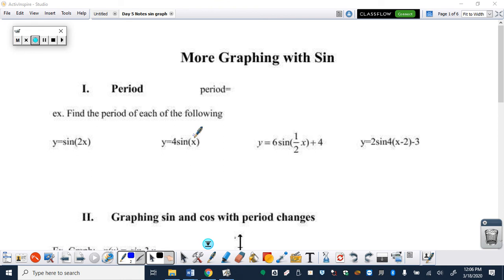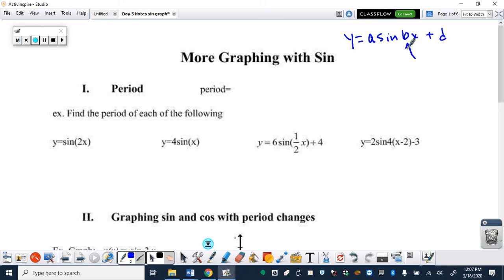Okay, we're going to be taking the notes for day 5 of this unit, more graphing with sine. We have a couple of vocabulary words that I want to go over first before we jump into notes. In the top right corner of your sheet, please write down the following equation: y = A sin(Bx + D).